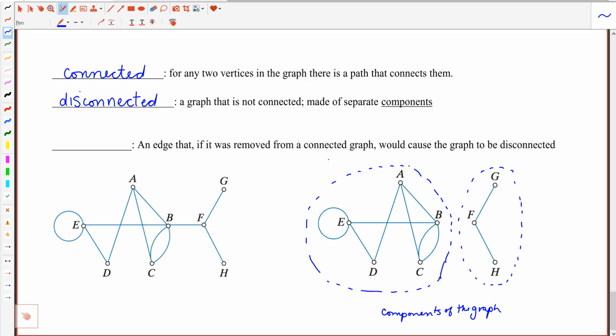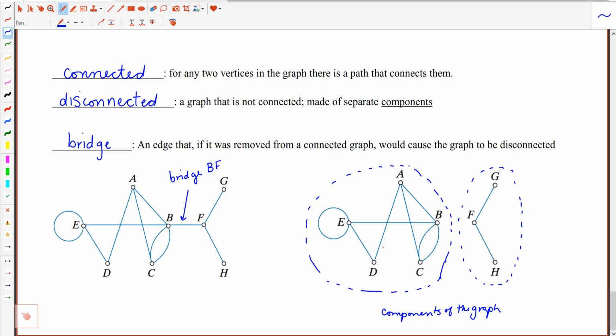Now, assuming that you have a connected graph, one of the things that we look for in that graph would be a bridge. This is very different than a bridge like in the Koenigsberg bridge problem. In graph theory, we use the language of bridge for any edge that, if it were removed from the connected graph, would cause the graph to be disconnected. In these two examples, you could see that I removed edge BF, and that caused this entire graph to become disconnected. So BF, this edge right here, is considered to be a bridge. If I were to remove it, it causes the graph to be disconnected.